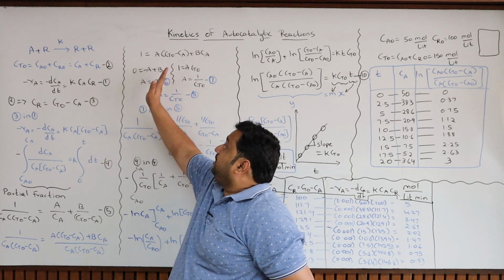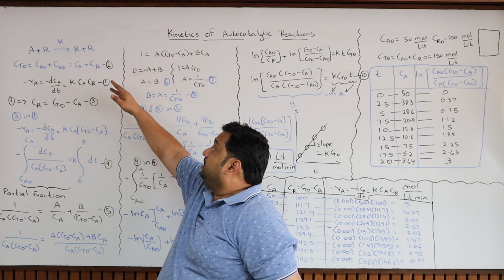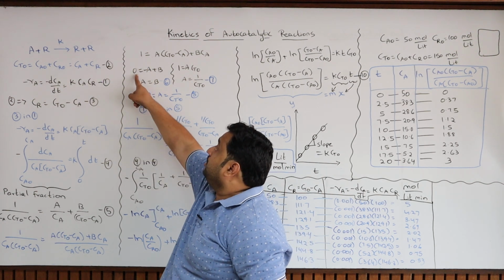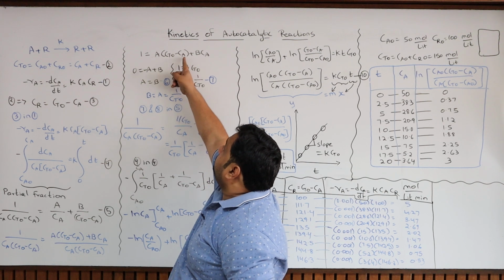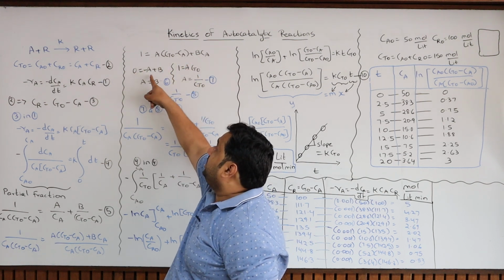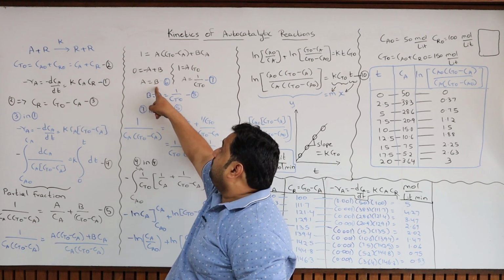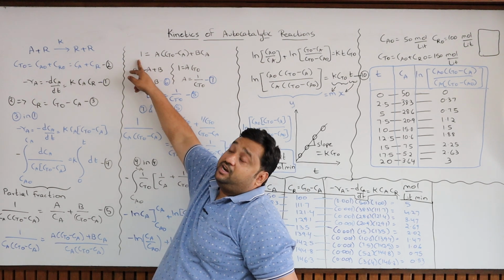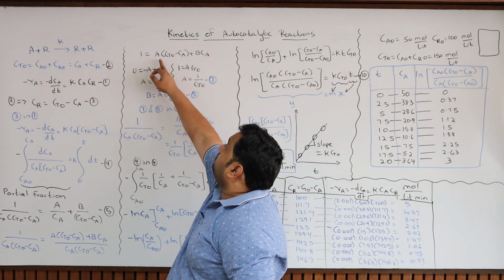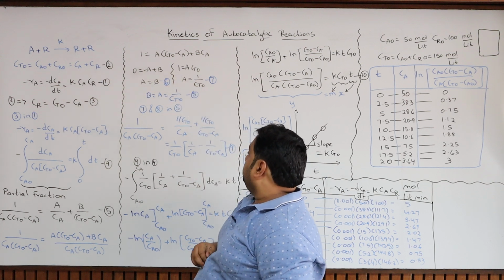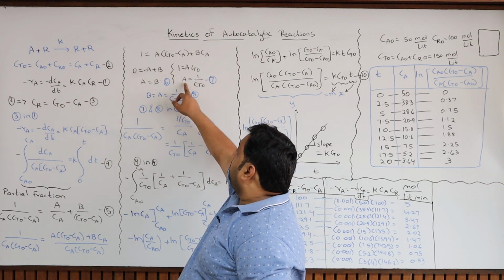On the left hand side there is no coefficient of Ca, that is 0, and on the right hand side the coefficient of Ca is minus A plus B. So 0 equals minus A plus B, therefore A equals B. Let us equate the constants. There is one constant on the left hand side, and the constant on the right hand side is nothing but A times Ct0. So 1 is equal to A times Ct0. From this, A equals 1 by Ct0.